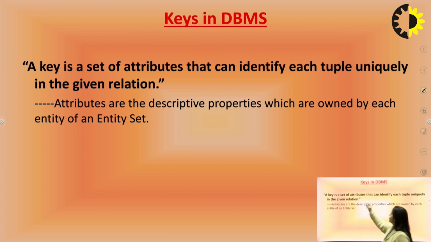Now here we use a term attribute. What are attributes? Attributes are basically the properties of an entity of an entity set. So, this is the concept of key. A key is an attribute with the help of which we can uniquely identify the rest of the tuples or attributes.